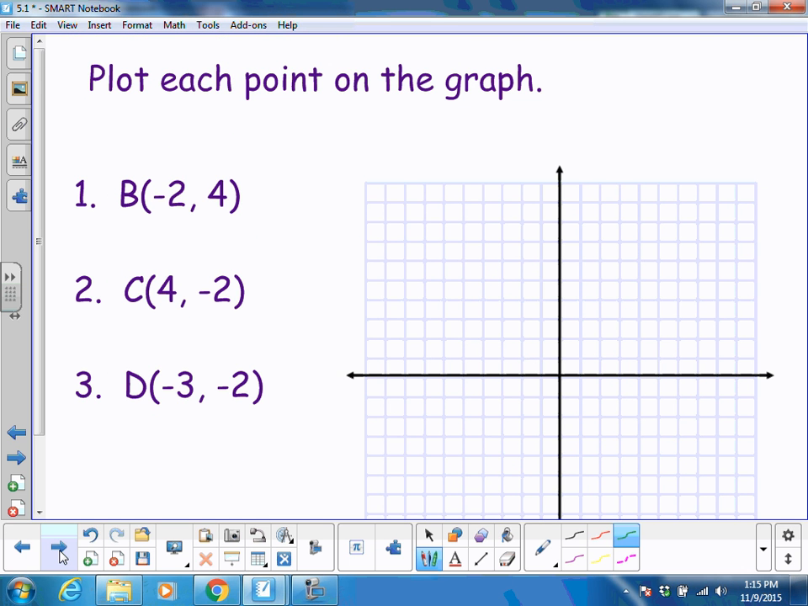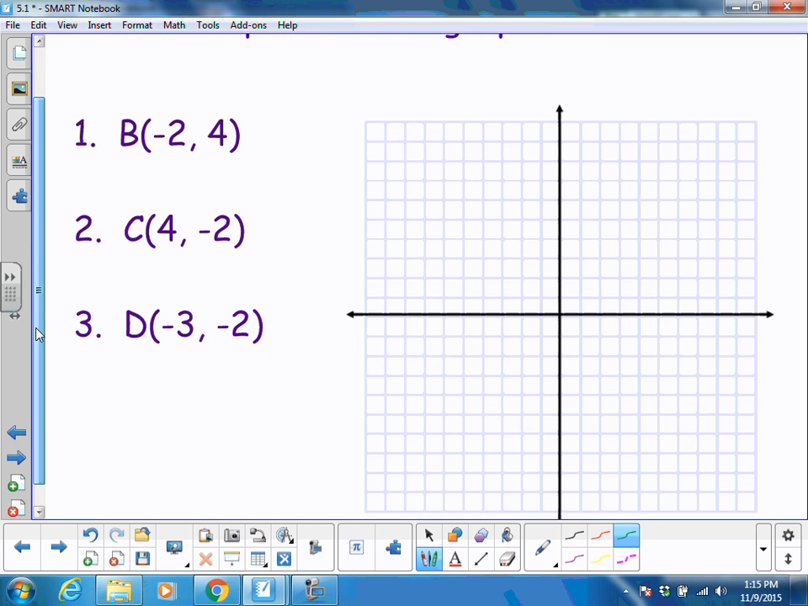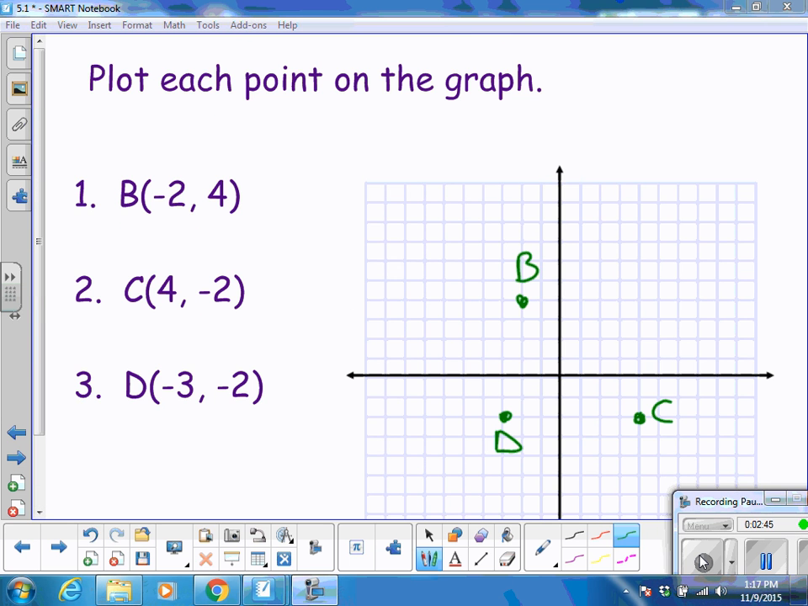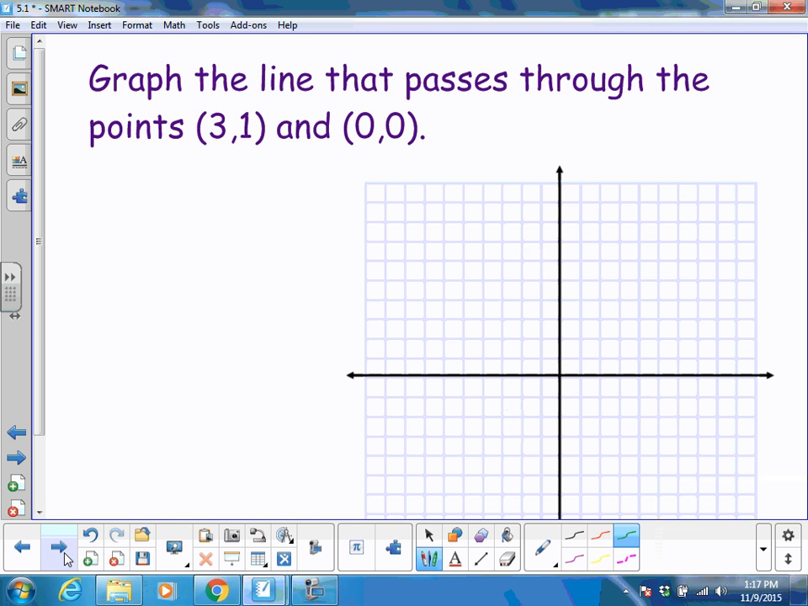We're going to plot each point on the graph. Why don't you go ahead and give that a try. I'm going to press pause once you plot that on a piece of graph paper that you have, and we'll see how you did. Okay, here's the points plotted. See how you did. Now the next slide here is we're going to also press pause. I want you to plot those 2 points and connect them to see how you do on that.